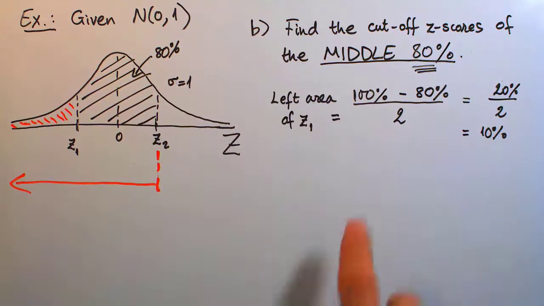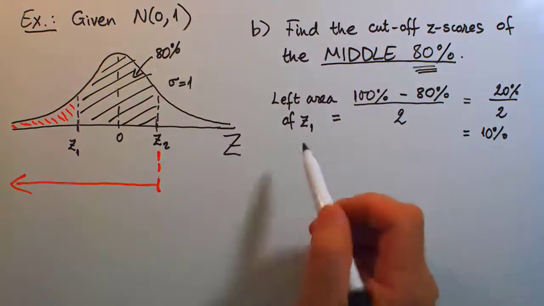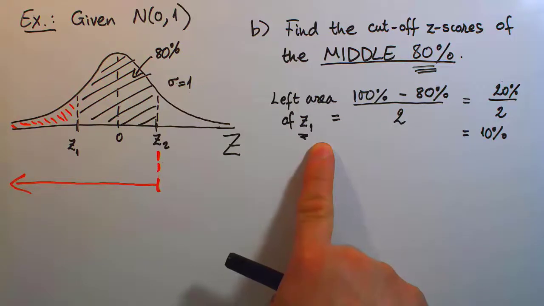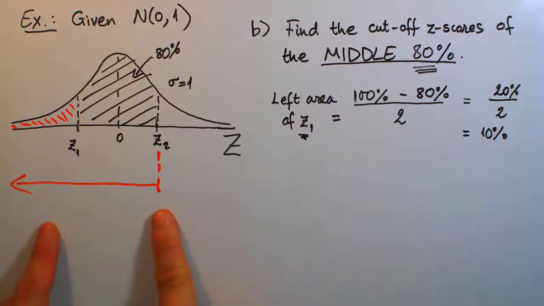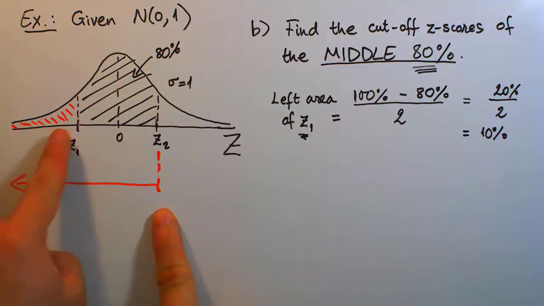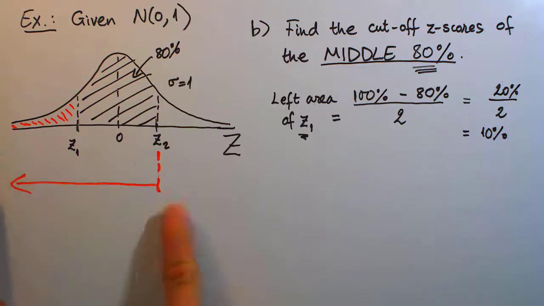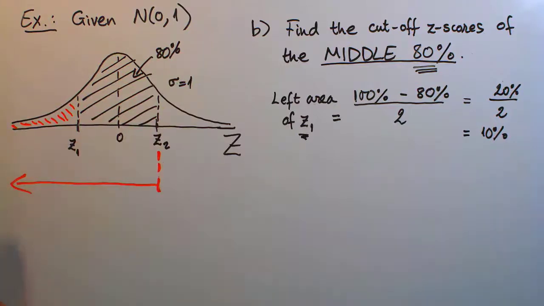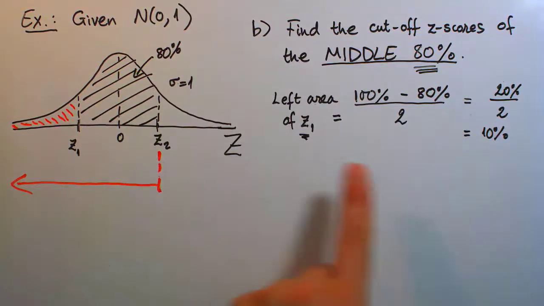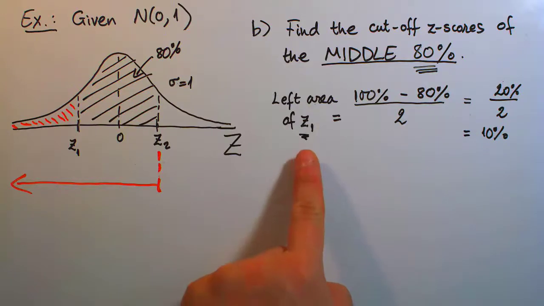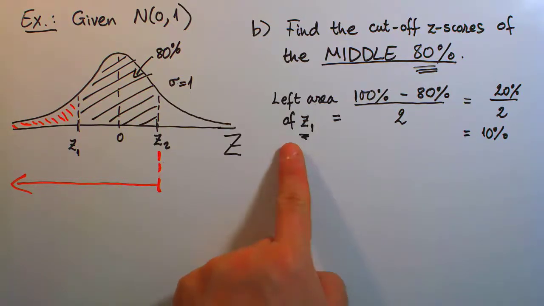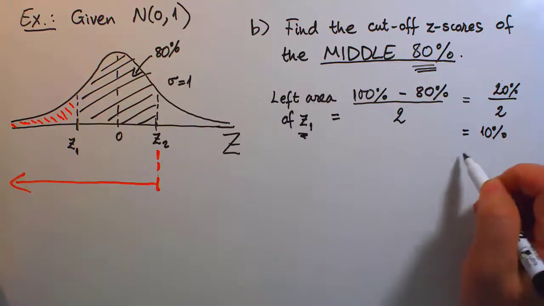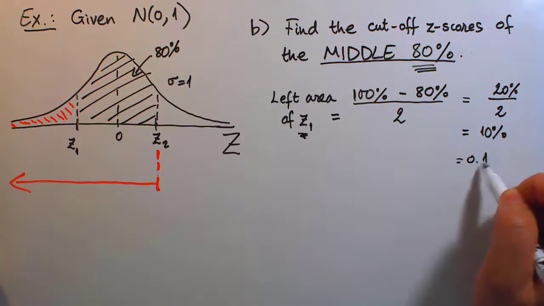That's the way we can find the left area of z1. I purposely chose to start with z1 simply because it has a little less steps for us, and the area can be seen a little more directly here. Whereas the area to the left-hand side of z2, we have to do a different trick. Now we already got our big goal: we found the left area of one of our z-scores. In decimal, this is 0.1. So we got some left area.